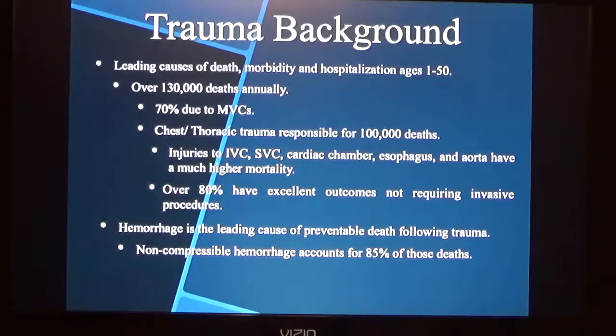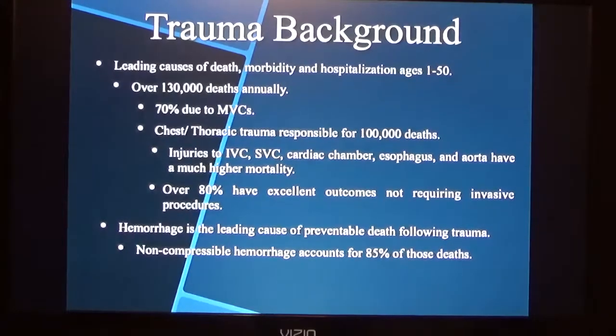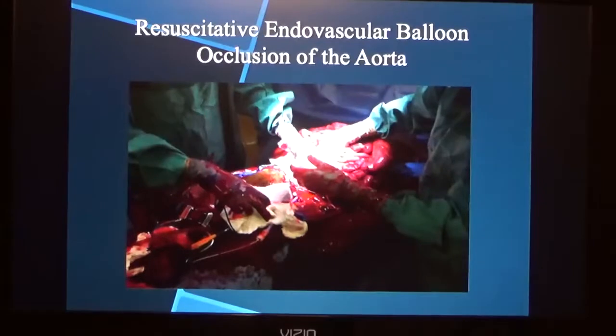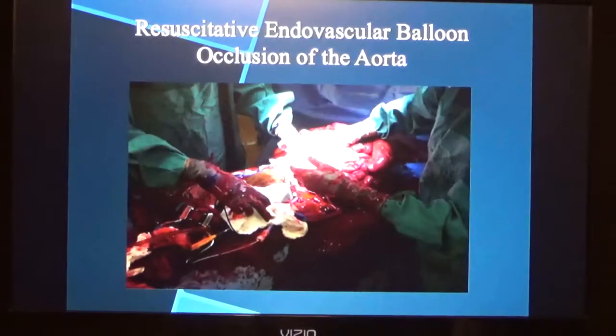Hemorrhage is the leading cause of preventable death following trauma, and non-compressible hemorrhage accounts for about 85% of those deaths. So what we can't see, we can't stop. And that's where the REBOA starts to come into play. Truncal non-compressible hemorrhage is the leading cause of preventable deaths.